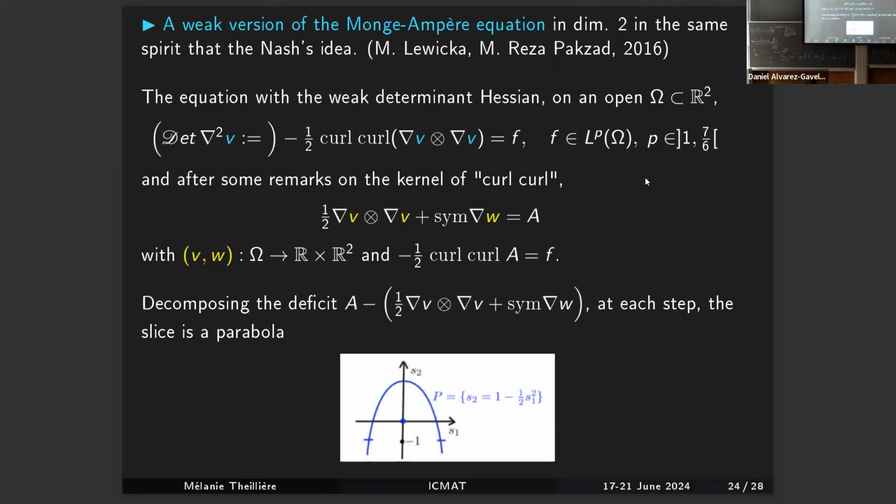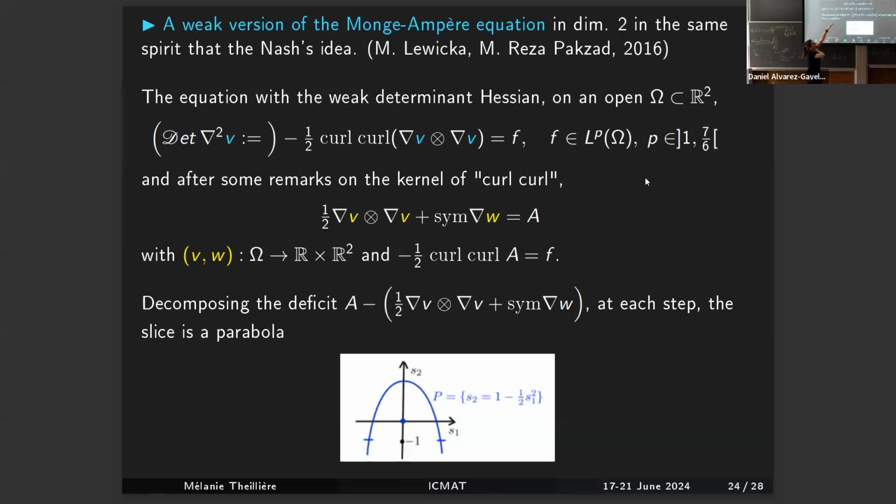And I would like to also make a link with another way to use the Nash idea, in the Monge-Ampère equation, in fact in a weak version of Monge-Ampère. It's a result of Marta Lewicka and Reza Pakzad. They consider a weak version of the Monge-Ampère equation. Usually the Monge-Ampère equation is for partial derivatives of order two, so they took a weak version in order one. They are looking for v, and f is the data here. Imagine f is the metric we want to reach.